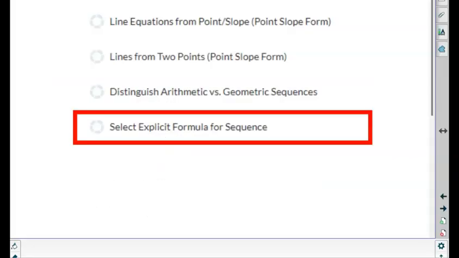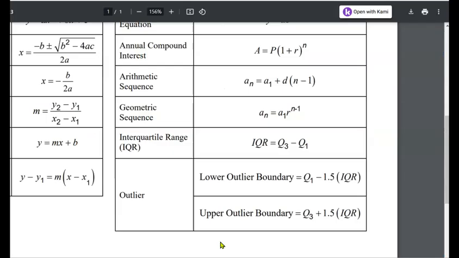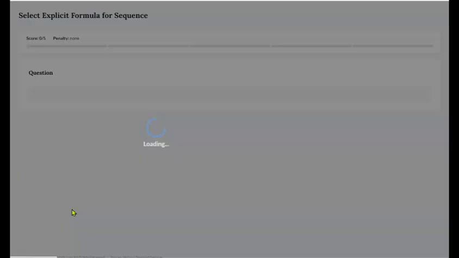All right, last topic, selecting the explicit formula for the sequence. Now don't forget, you do not have to memorize the explicit formulas. They can be found on your Algebra 1 reference sheet right up here for arithmetic sequence and right here for geometric sequence. All you have to understand is what values go into the A1 position and the D position, or what value goes in the A1 and the R position. Remember, arithmetic has a common difference, that's why there's a D, and geometric has a common ratio, that's why there's an R. So let's take a look at the first question.